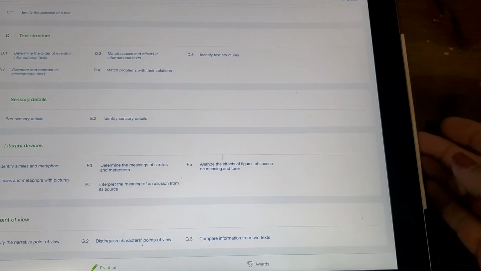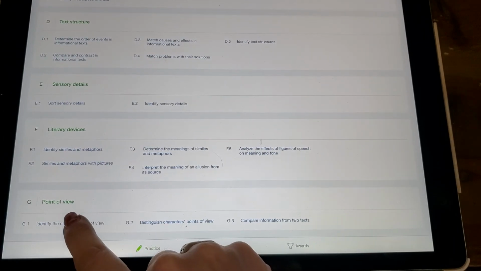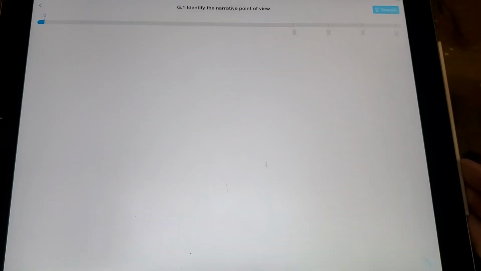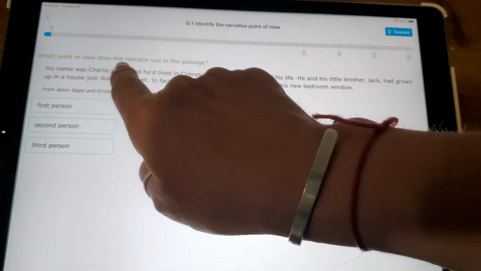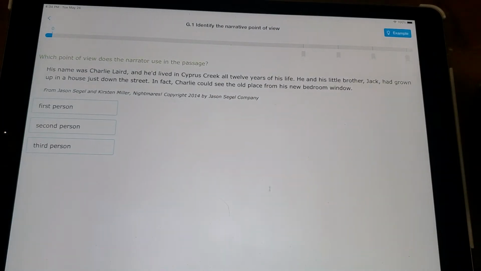All right, we're going to do a little practicing on that on IXL today. So I'm going to show you what that looks like. If I can, I'll see if I can get you on here. So you're going to go to IXL. We're going to go to point of view G1. All right, and you're going to get a sentence that says, which point of view does the narrator use in the passage? His name was Charlie Laird, and he lived in Cypress Creek all 12 years of his life. He and his little brother Jack had grown up in a house just down the street. In fact, Charlie could see the old place from his new bedroom window.